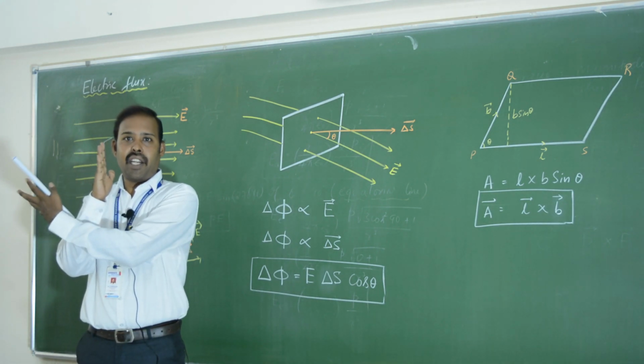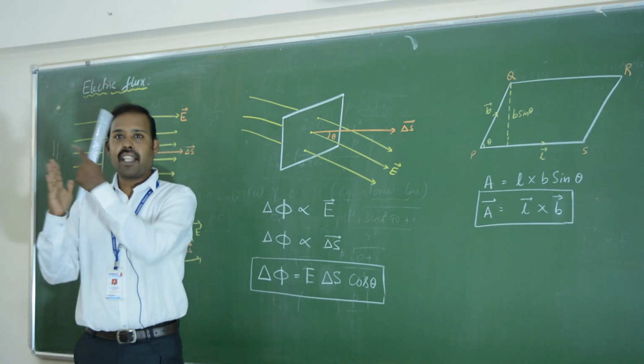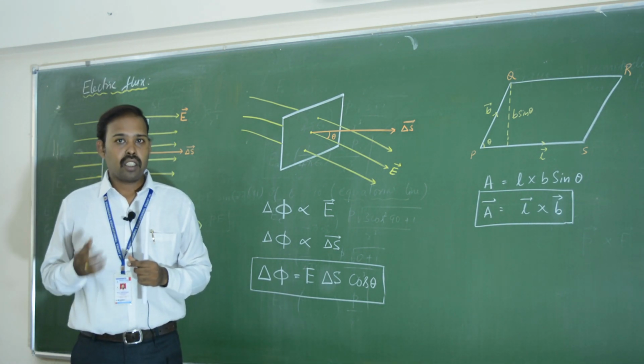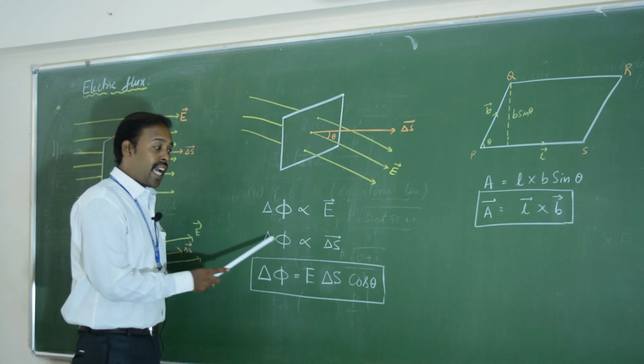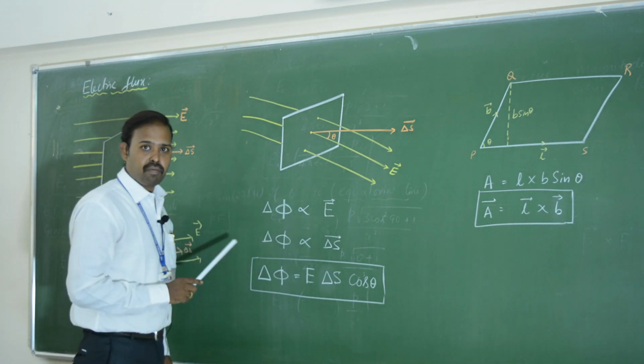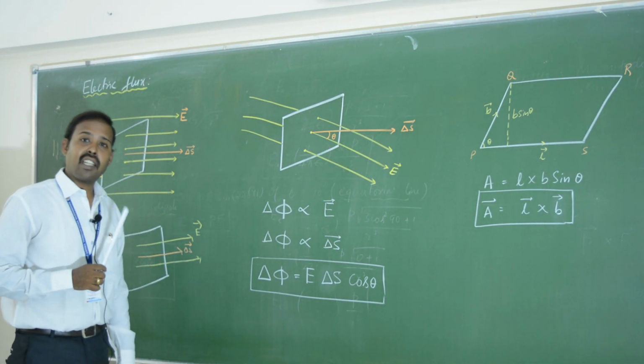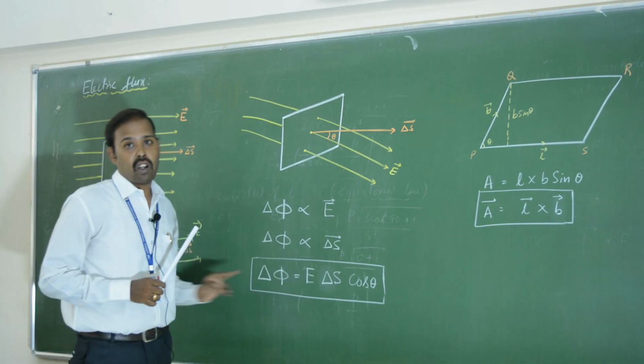So the flux is the quantity. Now if this area is increased, the number of field lines which are entering will also increase. So that means the flux is directly proportional to what? Area. And then there is another thing the flux depends on.